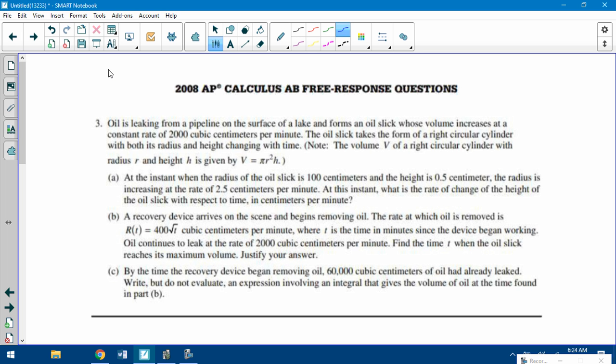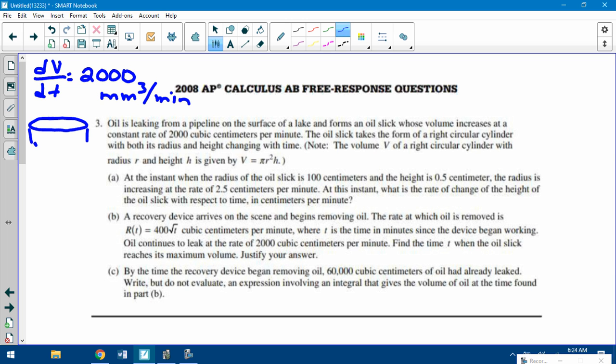Okay, let's talk about the pertinent information. It forms an oil slick whose volume is increasing at a constant rate of 2,000 cubic millimeters per minute. So we know that dV over dt, the change in volume, is 2,000. And I don't know if units are going to matter, but it's cubic millimeters per minute. It takes the form of a right circular cylinder. It'd probably be a pretty thin one because it's just oil. But the height and the radius are changing. And they give us that the volume is pi r squared h.